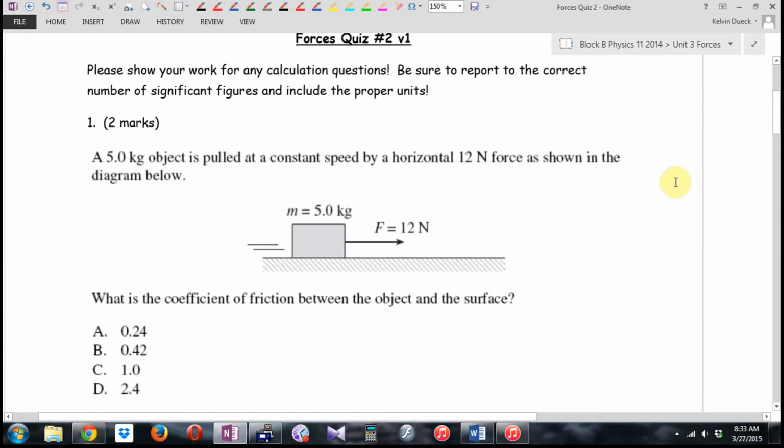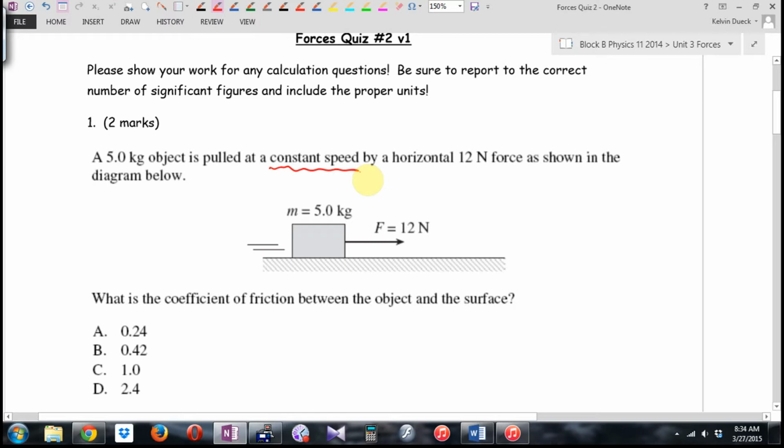Number 1, an object is pulled at a constant speed by a horizontal force as shown in the diagram below. What's the coefficient of friction between the object and the surface? This is already a tough question. I didn't throw you an easy one right away. There is a key phrase in here that makes my physics ears perk up and go ding, ding, ding. Does anybody see what the key phrase is that's going to help me solve this? Constant speed. In fact, I would probably underline that just to remind myself.